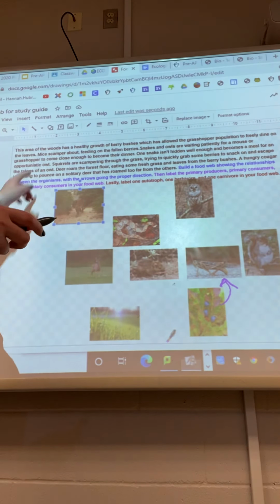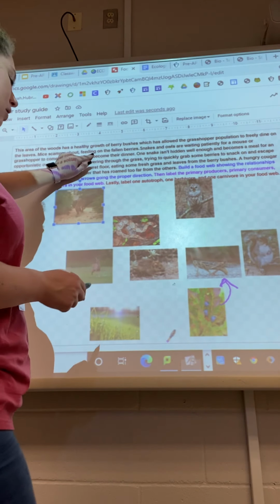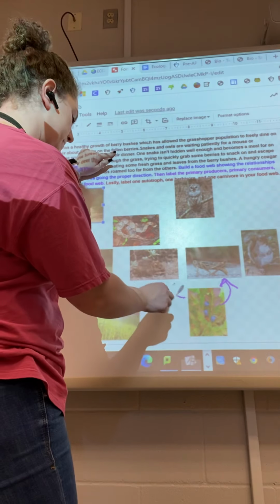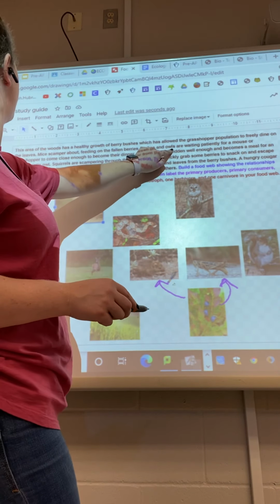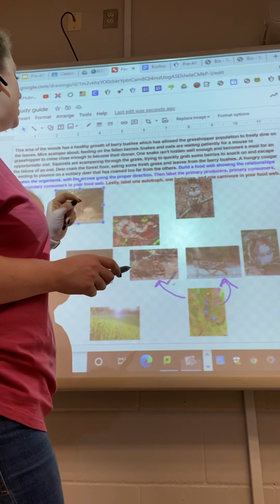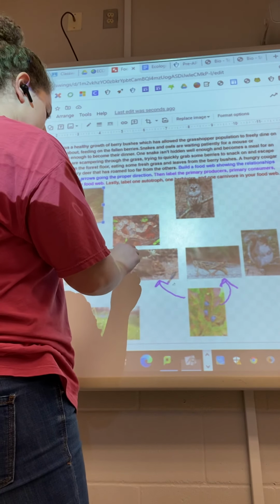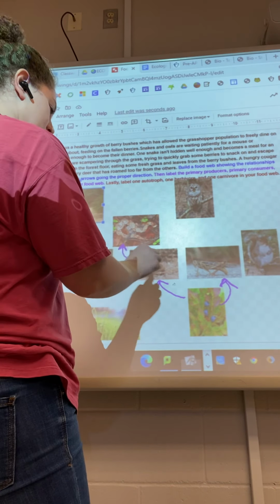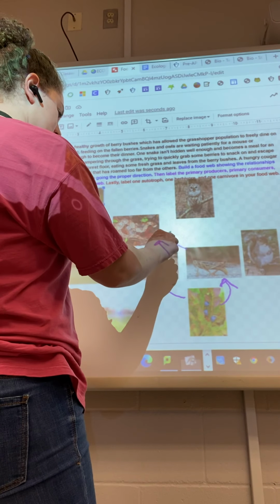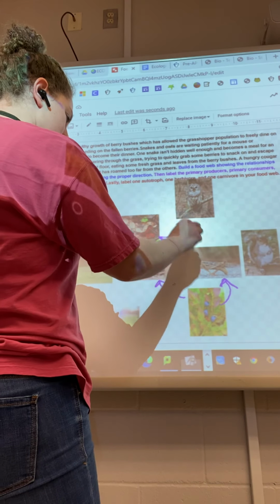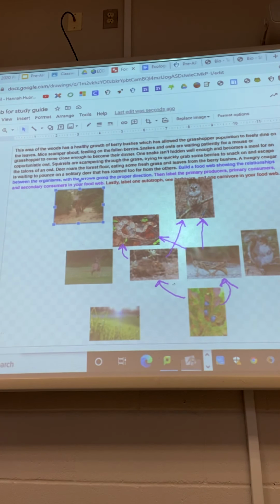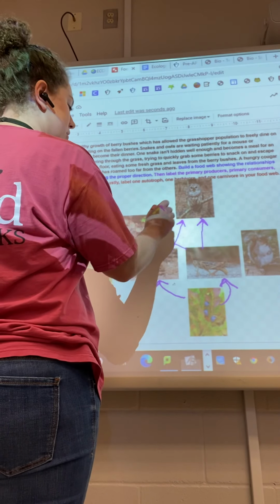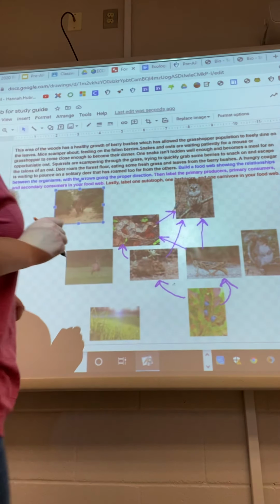Okay, mice scamper about feeding on the fallen berries. Snakes and owls are waiting patiently for a mouse or grasshopper to become close enough to become their dinner. So we have arrows to the snake, to the snake, to the owl, to the owl. One snake isn't hidden well enough and becomes a meal for an opportunistic owl. So the owl's going to eat the snake.